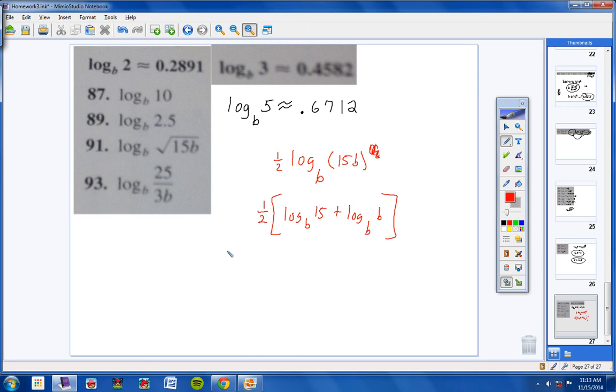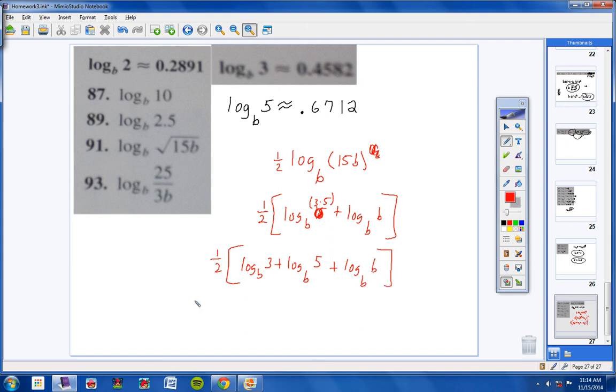Okay, now let's keep going. Now look, 15 is 3 times 5. So for 15 right here, I'm going to put 3 times 5. And why 3 times 5? Because I know the logarithm of 3 and I know the logarithm of 5. Okay, so here we go. Log base b of 3 plus log base b of 5, okay, plus log base b of b.